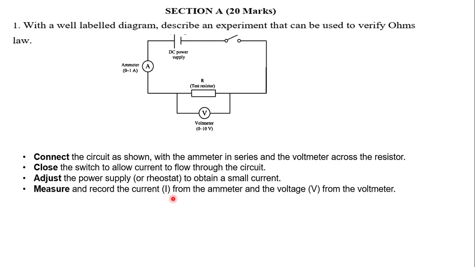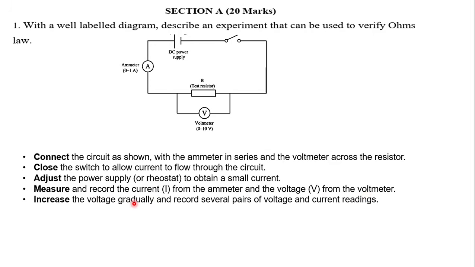Measure and record the current from the ammeter and the voltage from the voltmeter. Increase the voltage gradually and record several pairs of voltage and current readings. So you shall have a table containing voltage and the current. And in each case, you plot a graph of voltage against current using recorded values. You can have up to 5 values of voltage and the corresponding values of current.